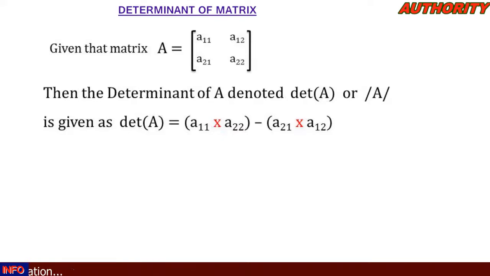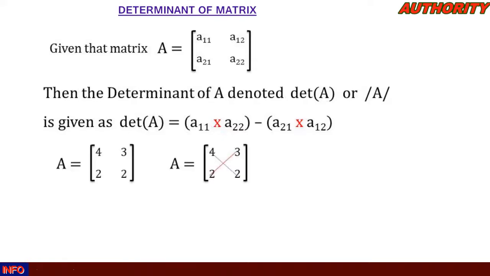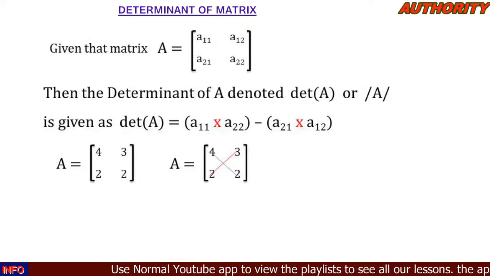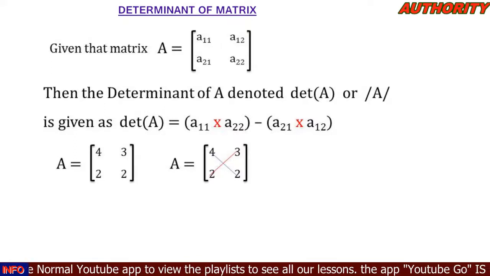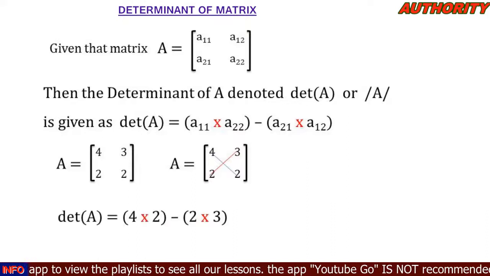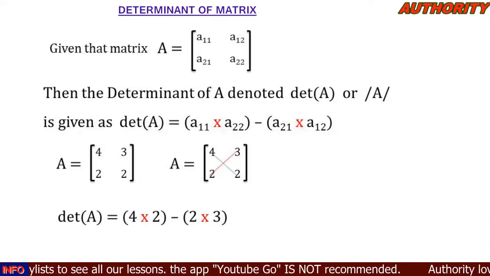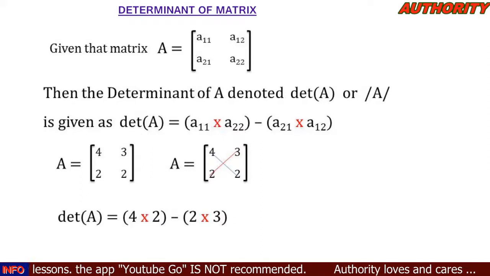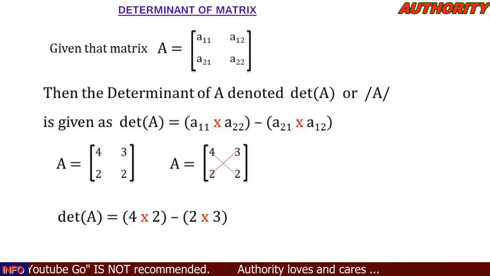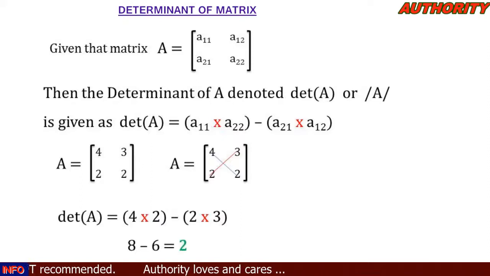Let's take an example. Given that we have matrix A equal to 4, 3, 2, 2, we have to find the determinant of this matrix. The determinant is going to give us the main diagonal, 4 and 2, so 4 times 2, minus the other diagonal, 2 times 3. So 4 times 2 minus 2 times 3. 4 times 2 is 8, then 2 times 3 is 6. So we have 8 minus 6 equal to 2. So the determinant of this matrix A is equal to 2.